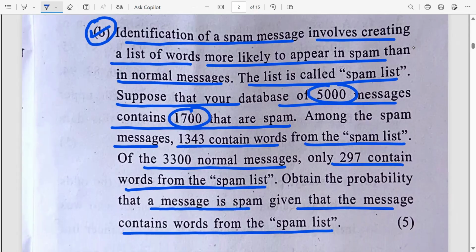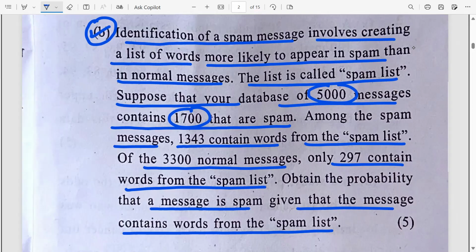So we need to find the probability of a message being spam given that it contains words from the spam list. So it's a question based on conditional probability, which I have covered in depth in my lectures on elementary probability theory. Now let me quickly come to the whiteboard and solve this problem. I request all students attending this lecture to make sure that you have the question paper open in front of you so that you can look at the question again before looking at the solution video.